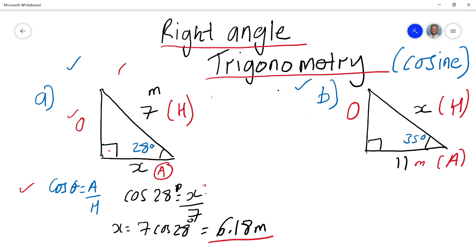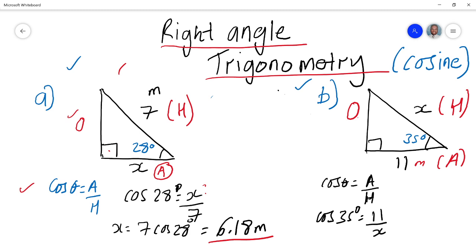We're solving for A here. Great. So we need to find out again what ratio links adjacent over hypotenuse. Just like A, it's cosine. So we write down the formula. Cos theta is A over h, and the next thing we need to do is substitute. So what do we do there? We got cos 35 degrees is 11 over x.